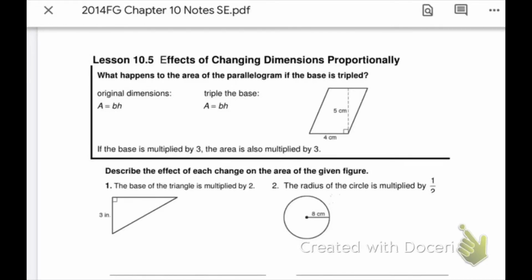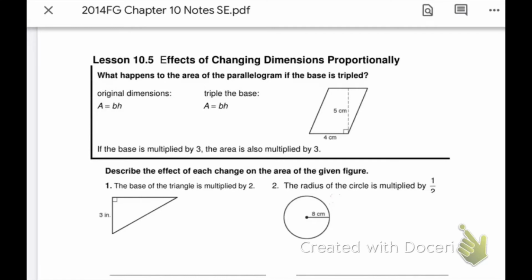Alright guys, so today we're looking at lesson 10.5, the effects of changing dimensions proportionally. So basically all we're looking at is what happens if I take a shape, calculate the area, perimeter, or circumference, and then change something about it. I could change the base, maybe I increase it by a factor of 2 or 3, maybe I change the height. What does that do to the area, perimeter, circumference? And then compare those two values.